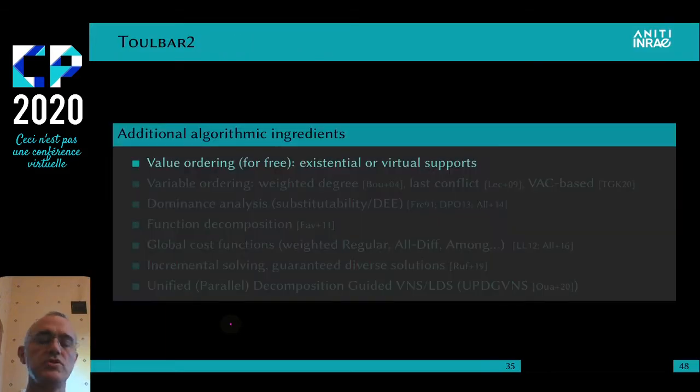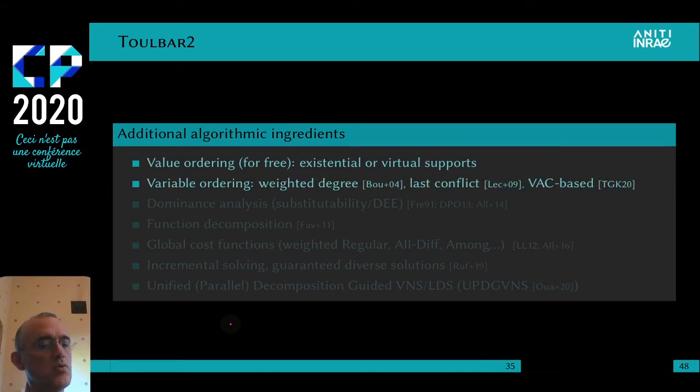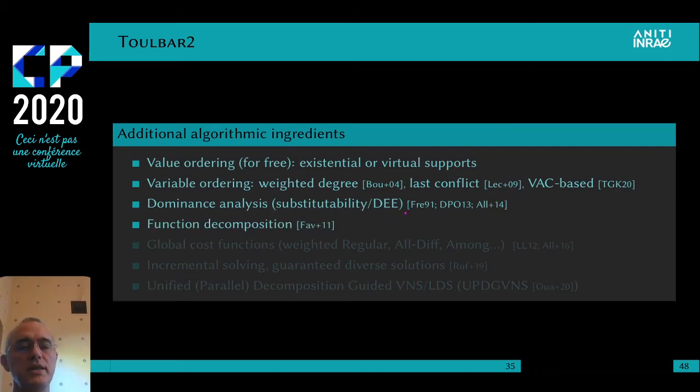I haven't time to describe all the bells and whistles inside Toolbar 2. You saw that we have nice value ordering heuristics. We have traditional variable ordering heuristics, but also a recent VAC-based heuristic by Fulya Trusser, PhD student in the team. You can do dominance analysis, called substitutability in constraint networks, and dead-end elimination in Markov random fields. You can decompose functions at the root node to reduce scopes.